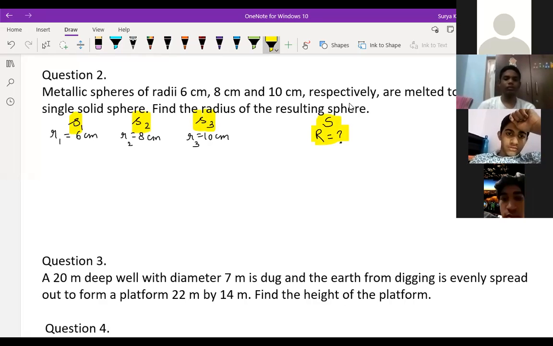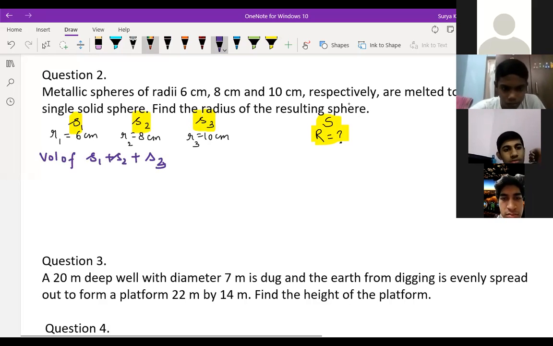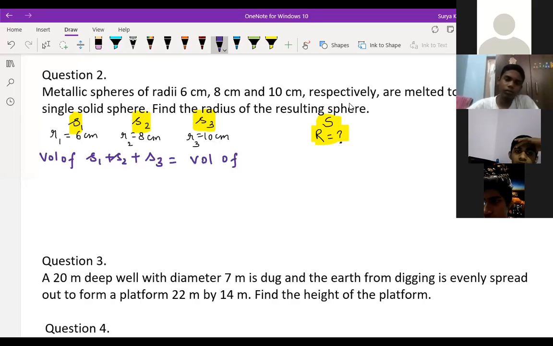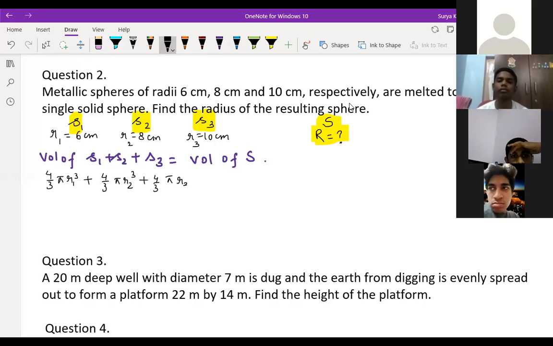It means the volume of all the 3 spheres is equal to the volume of the bigger sphere. So volume of S1 plus S2 plus S3, write here small only, is equal to volume of capital S. Okay, so volume of S1 we can write as 4 by 3 pi R1 cube plus 4 by 3 pi R2 cube plus 4 by 3 pi R3 cube is equal to 4 by 3 pi capital R cube. Is it clear, children, or not?